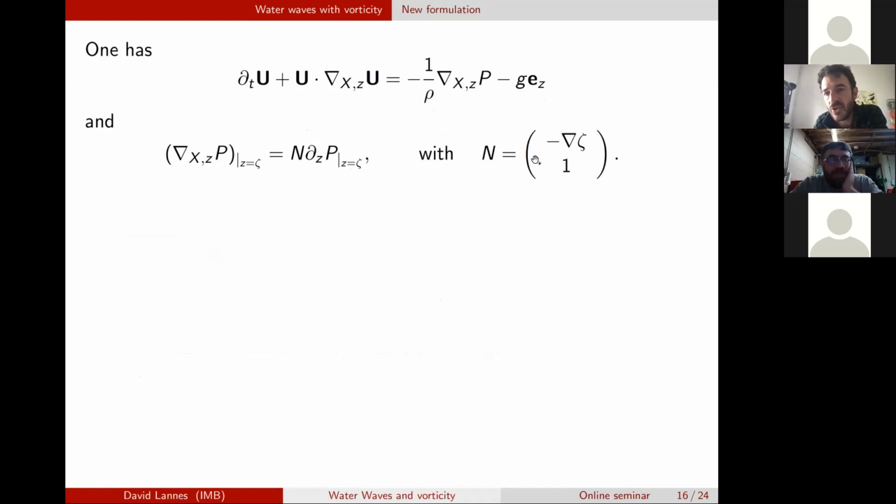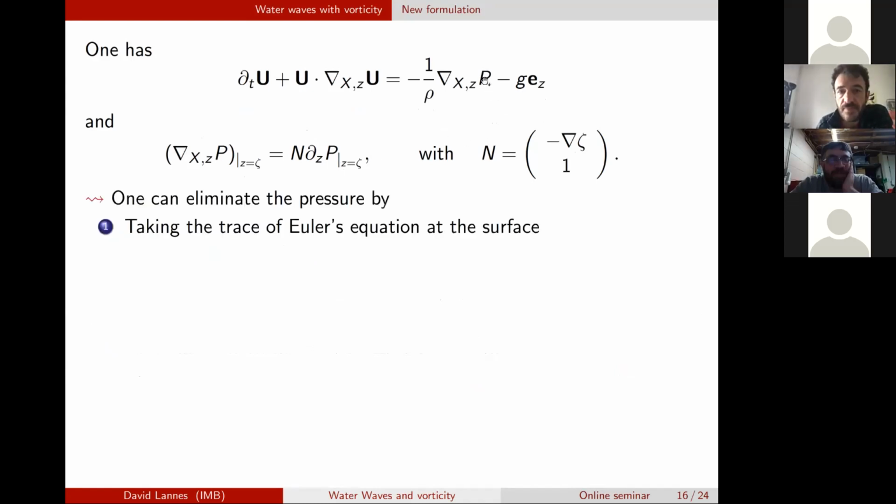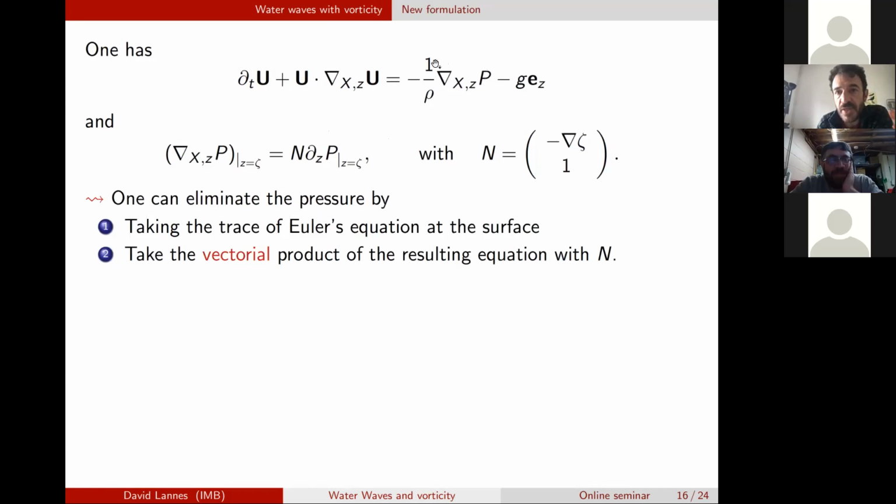And n is this non-unit normal vector. And therefore, at the surface, we know that this quantity will be a normal quantity. So if we take the trace of this Euler equation at the surface, and if we take its tangential components, then this will make this pressure term disappear.